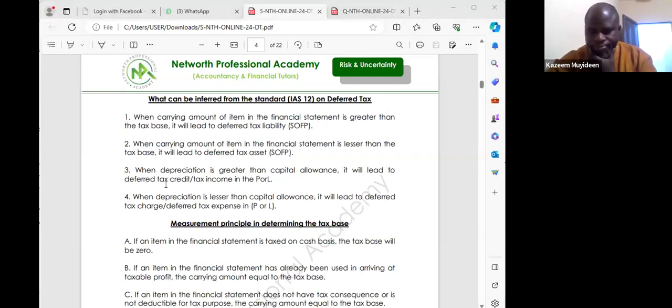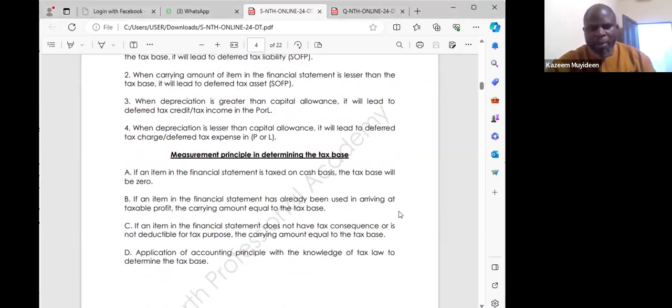Look at this now. Measurement principles in determining the tax base. You will now learn this at 4. The first one is 1, 2, 3, 4. The other one is A, B, C.